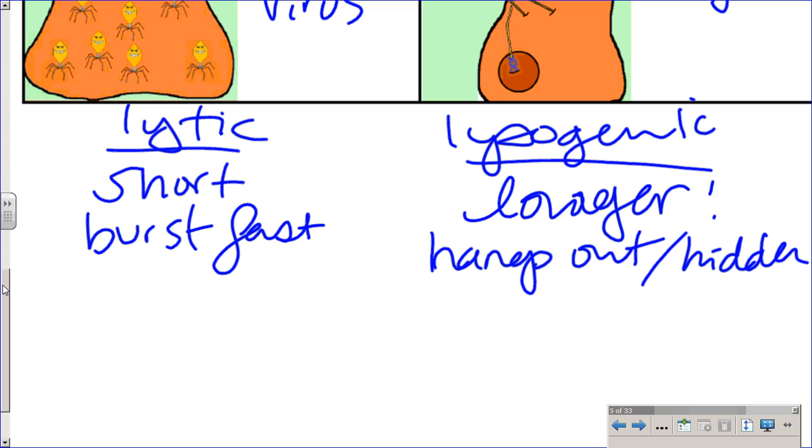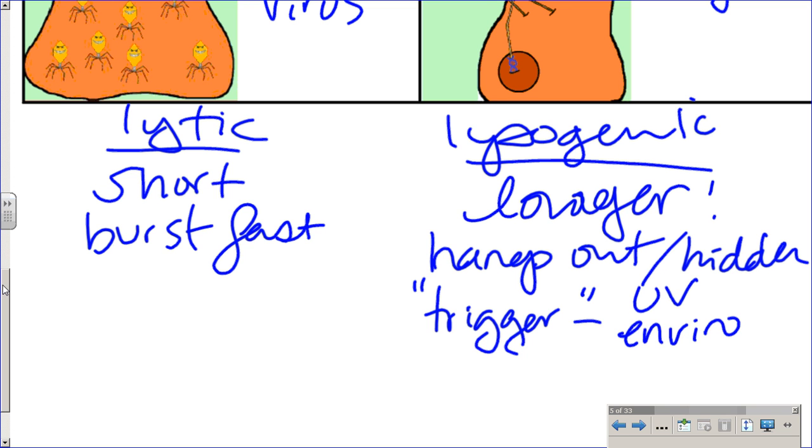What else did I say? Oh, this one, lysogenic, it usually has a trigger that sets it off to burst, okay? Lytic's going to burst no matter what. But this one's going to have a trigger that can cause it to activate and burst. What were some of the things that they said could be triggers? UV, environmental things like pollutants.